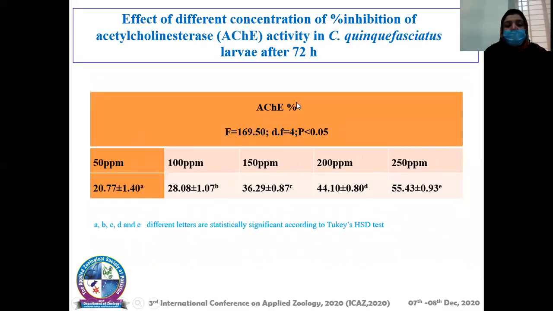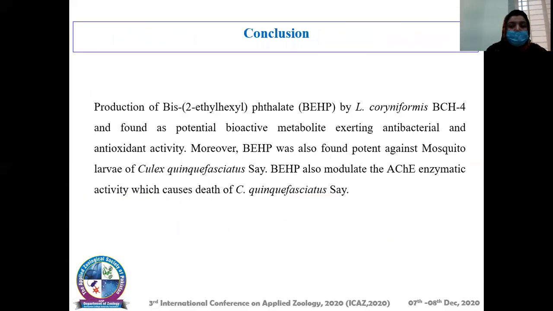After that, we also calculated the effect of different concentrations on the percent inhibition of acetylcholinesterase enzyme activity in Culex quinquefasciatus larvae after 72 hours. We only performed this experiment on the compound we got after 72 hours. After 72 hours at 250 ppm, we got maximum, or 100%, mortality. So we got these values, and the maximum acetylcholinesterase inhibition was observed at 250 ppm concentration.